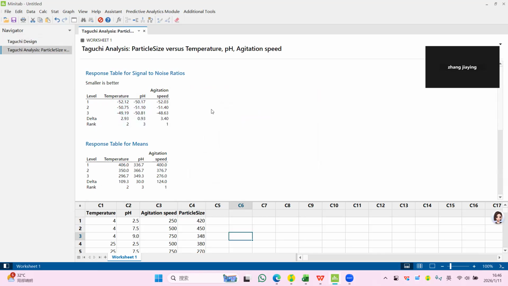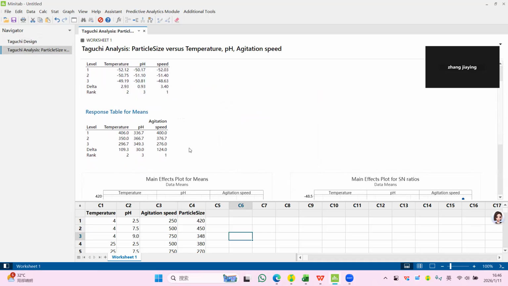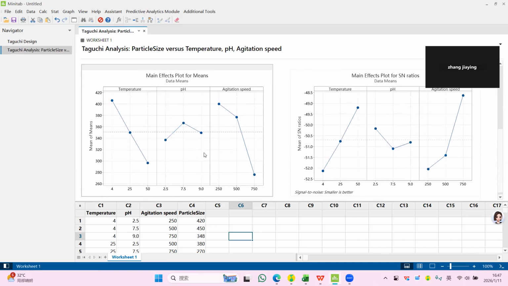Okay, so the results showed that agitation speed has the strongest effect. Temperature is the second most important. pH has the weakest effect. The optimal combination was temperature 50 Celsius, pH 2.5, agitation speed 750. This matches the conclusion of the paper.